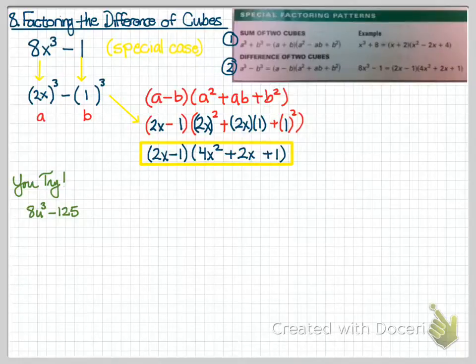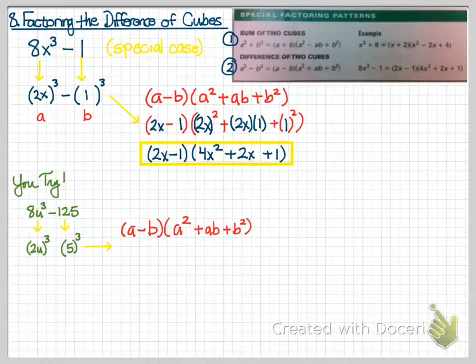Let's have you try. Let's try 8u cubed minus 125. This will only work if those two terms can be reduced to cubes. Okay? So you give it a shot and press pause now, and then when you're ready, check out the work here. Okay, welcome back. 8u cubed becomes 2u to the third power. 125 becomes 5 to the third power.